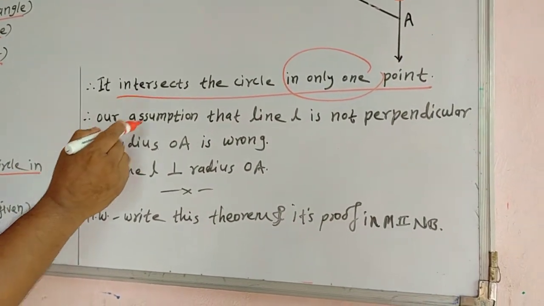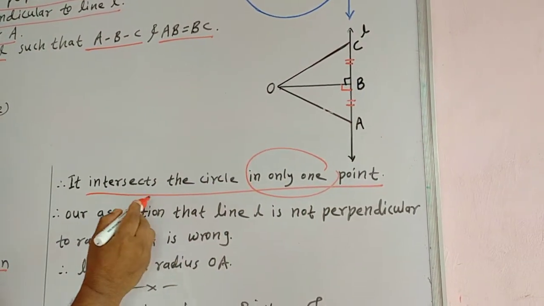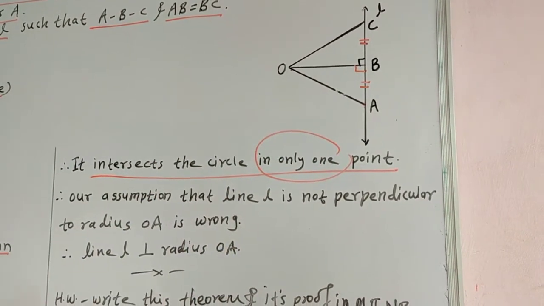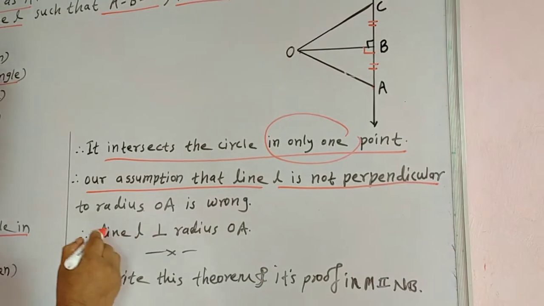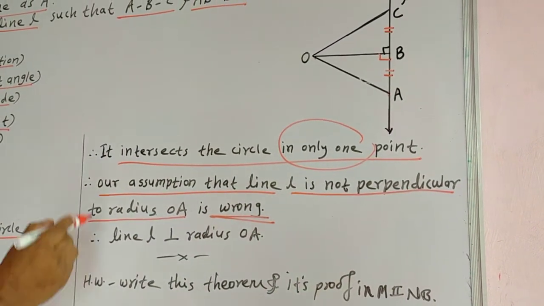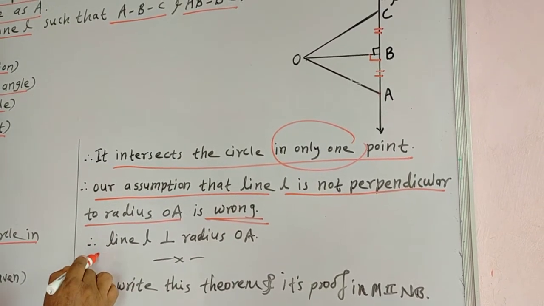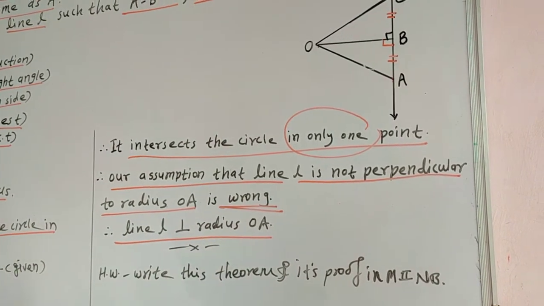Now we proved here that line L intersects the circle in two points A and C. But by definition line L intersects the circle in only one point. This means our assumption that line L is not perpendicular to radius OA is wrong. If the assumption is wrong, then what is true? Line L is perpendicular to radius OA, and hence this theorem is proved.